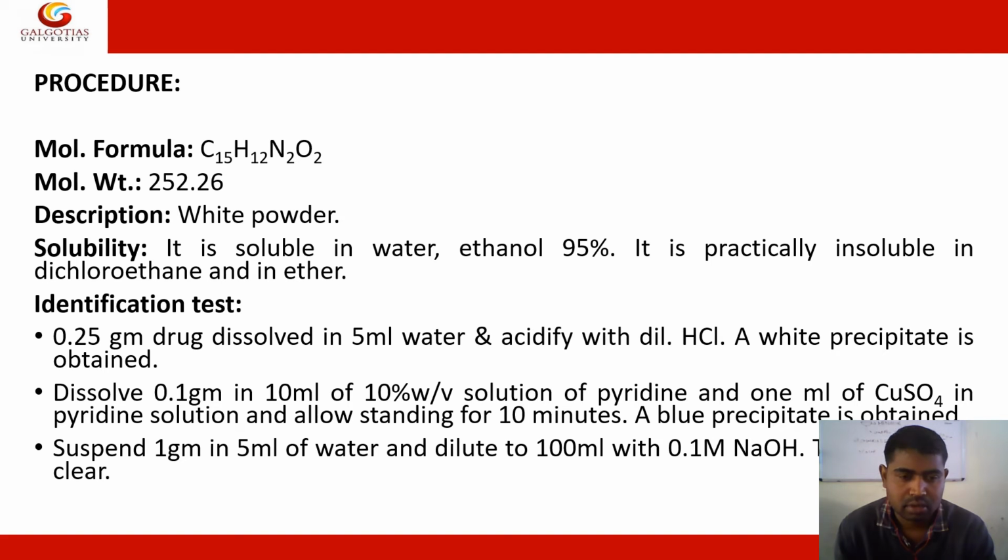So now let's talk about the last chemical test, that is a suspension of 1 gram drug sample in a test tube, in which you have to add 5 ml of water, or make up the volume with 100 ml of 0.1 molarity sodium hydroxide solution. When you add this sodium hydroxide solution to 5 ml water containing the phenytoin sample, you will get a clear or transparent solution at the end of this test, and this indicates the presence of phenytoin in the test drug sample. So you can also use the last one. Now let's move to the next slide.